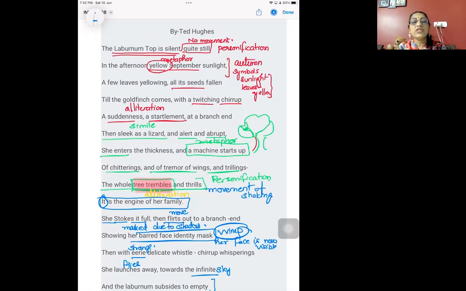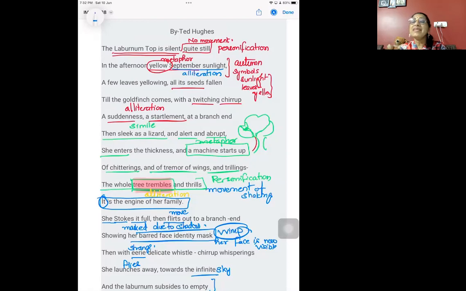Now let us come to the poem. The laburnum top is still silent. यहाँ पर the laburnum top has been personified like a human. That the tree is silent, quite still, बिल्कुल चुपचाप है. There is no movement. In the afternoon yellow September sunlight. अगर हम September sunlight को लेते हैं तो this is alliteration. And if we take yellow September तो it becomes metaphor.